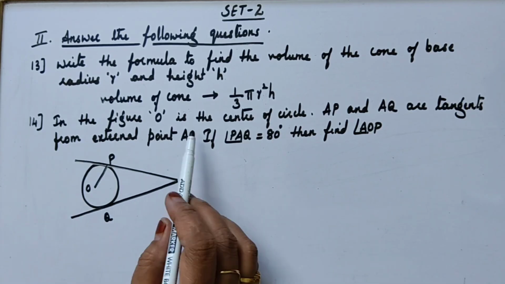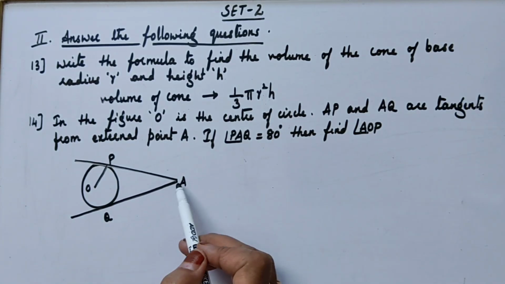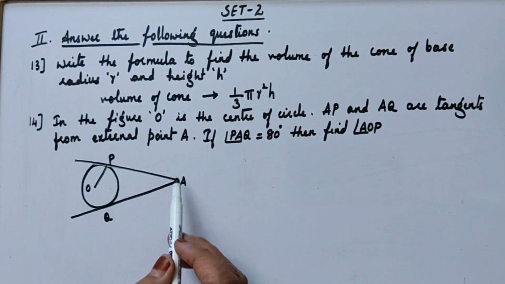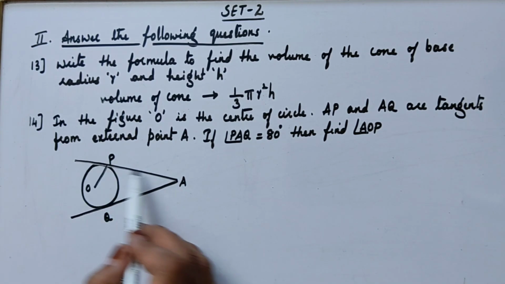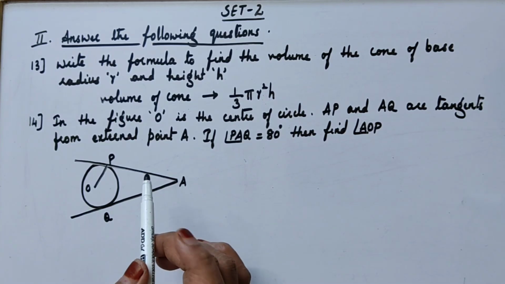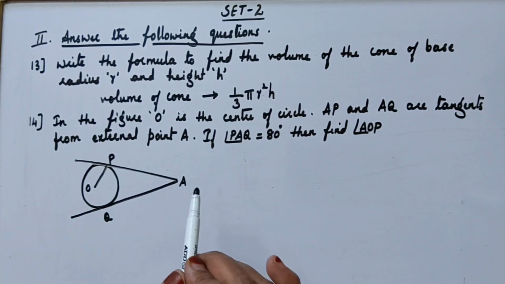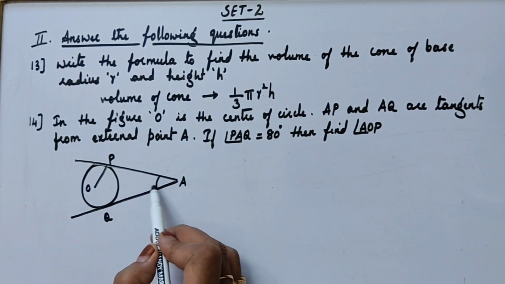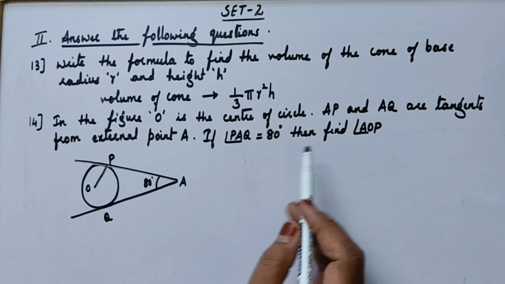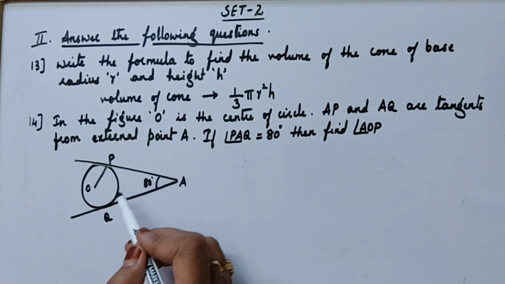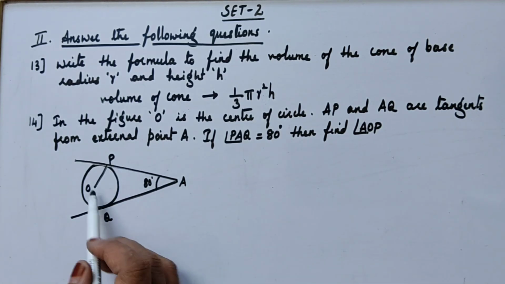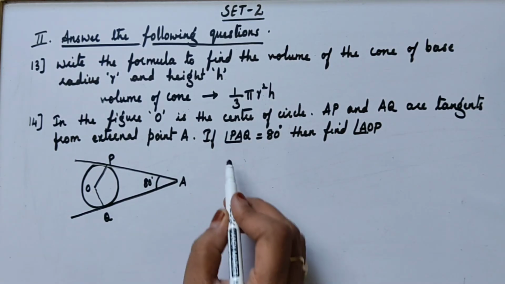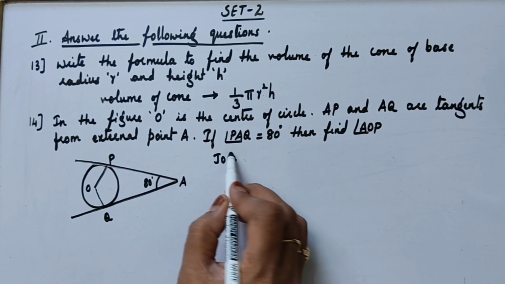This is the figure. O is the center of the circle. AP and AQ are the tangents from the external point A. This is the external point. From the external point, we can draw only two tangents. So two tangents are AP and AQ. Now PAQ, this angle is 80 degrees. Okay. Now we have to find out angle AOP. So before finding out AOP, let me join OQ. So let me join here OQ.